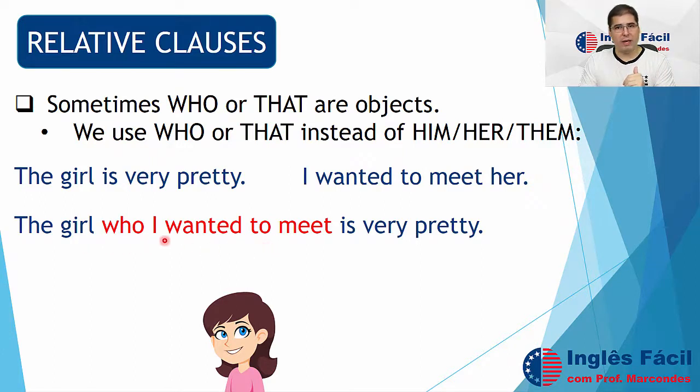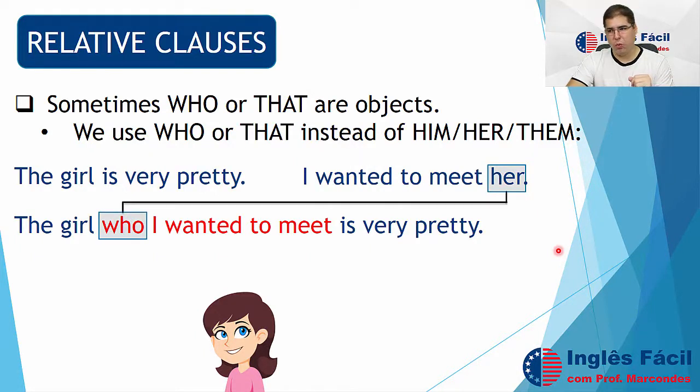So again, in this second clause here, which is in red, the subject is I. I am the subject, right? So this girl who I wanted to meet, she is very pretty, okay? So it's very similar, but the difference is, now I am replacing an object pronoun, her. The girl here is her, and I am replacing it again by who, okay?